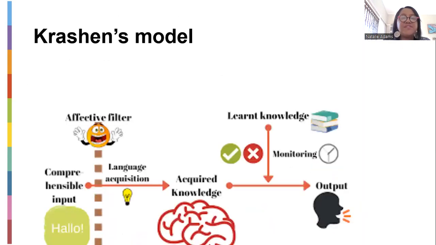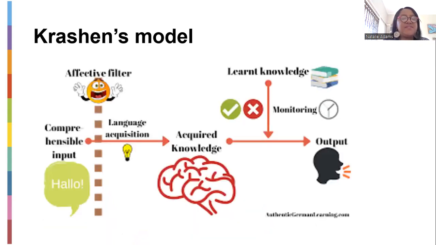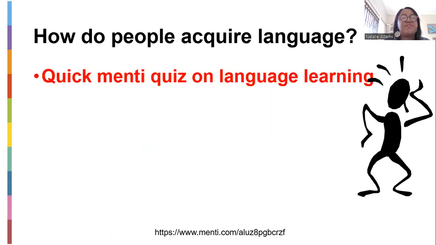So Krashen's model, if you look at the five hypotheses, he says there needs to be comprehensible input. Thereafter, there needs to be an affective filter. So the second language learners need to have a lesson. There has to be an affective filter. This filter means that they're going to learn something new. Then they will have acquired knowledge. And then the acquired knowledge will give them an output, which is positive.